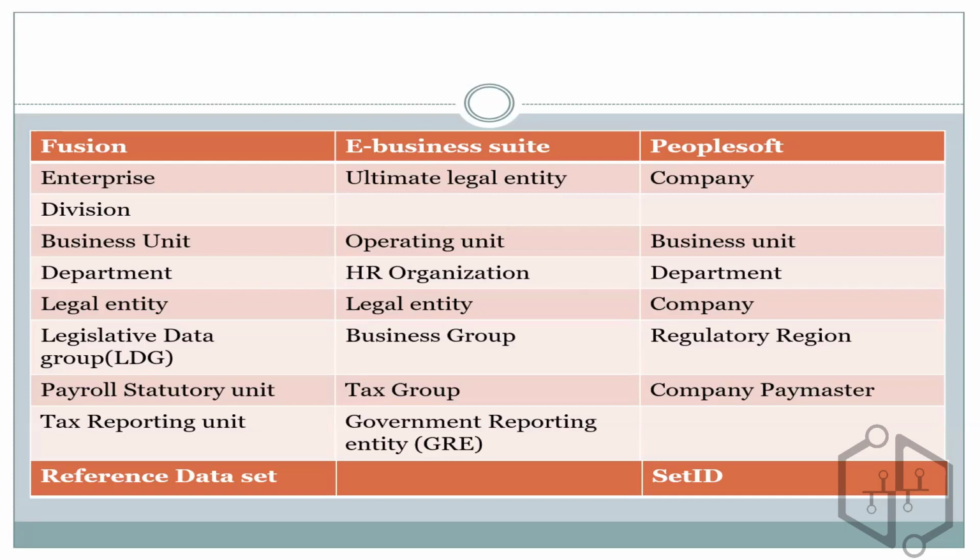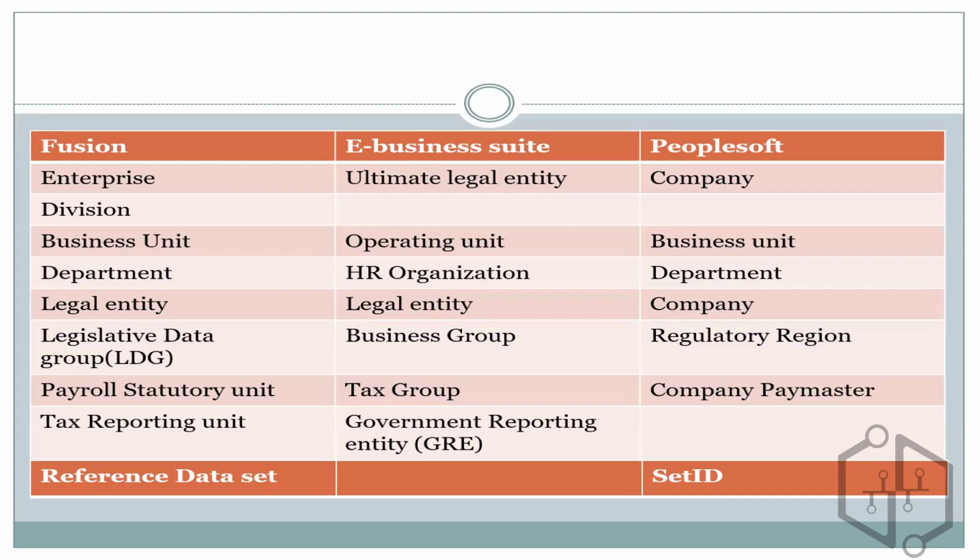And for legal entity, in Fusion we have legal entity. In E-Business Suite, that is also called a legal entity. In PeopleSoft, we have company. In Fusion, we have LDG. In E-Business Suite, we have business group. In PeopleSoft, we have regulatory region. In Fusion, we have payroll statutory unit. In E-Business Suite, we have tax group. And in PeopleSoft, we have company paymaster. In Fusion, we have tax reporting unit. In E-Business Suite, we have government reporting entity.